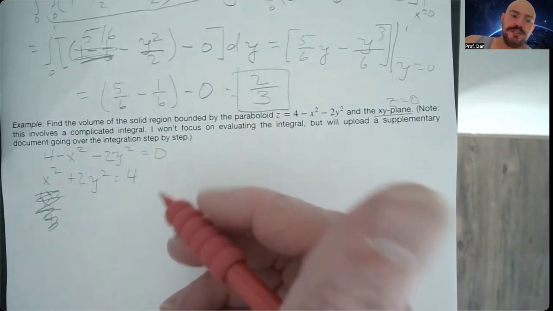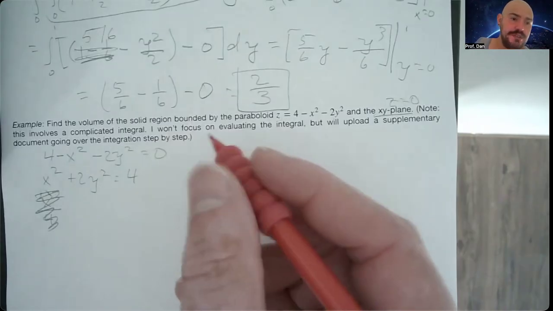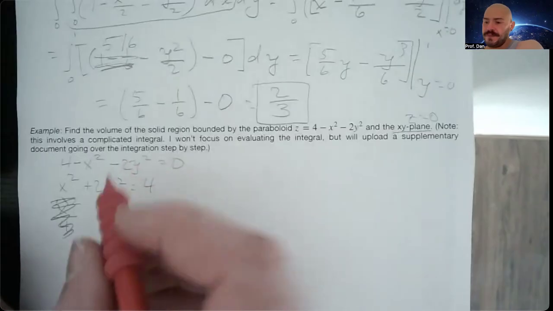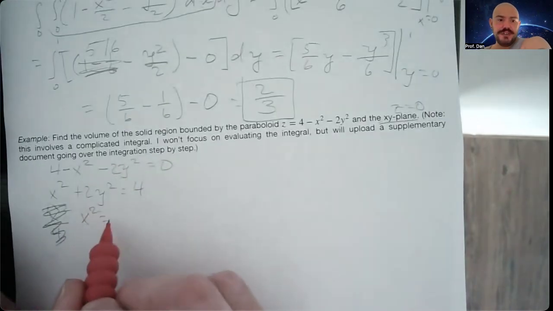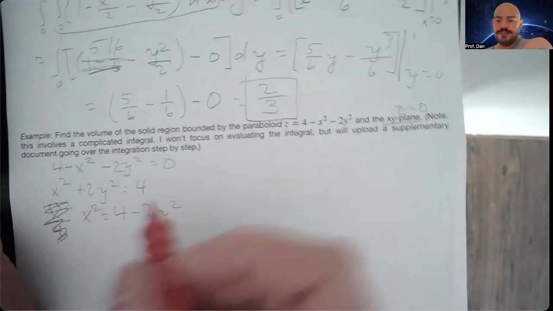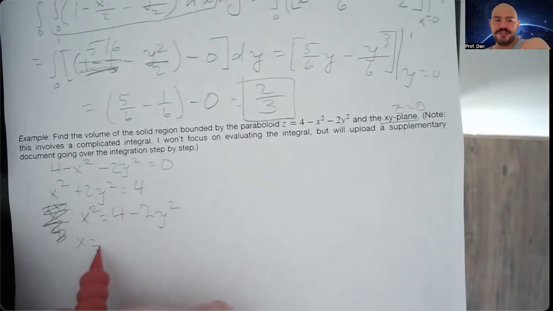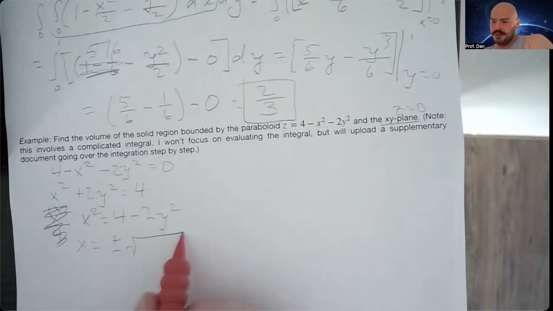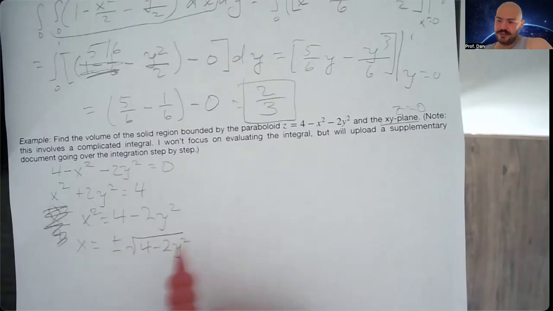It doesn't really matter which one I do, so I will solve for x. So I get x squared is equal to 4 minus 2y squared, which means that if I square root both sides, x is going to be equal to plus or minus the square root of 4 minus 2y squared.